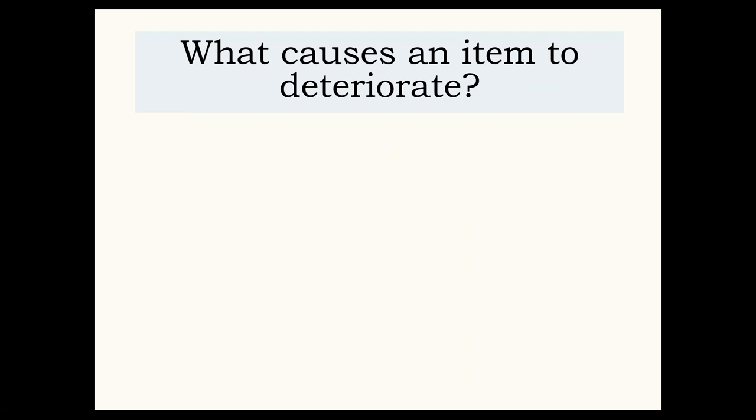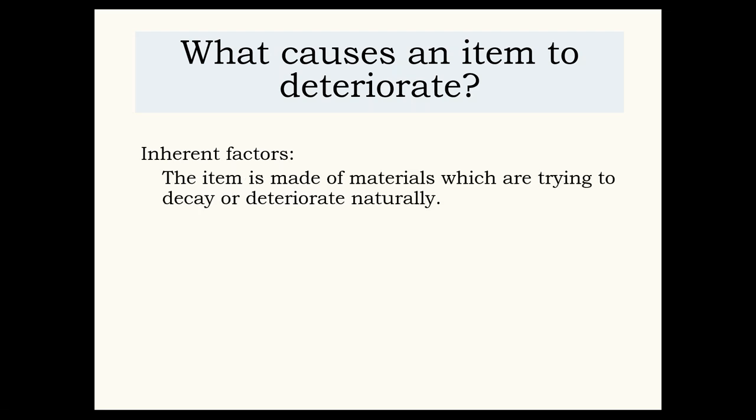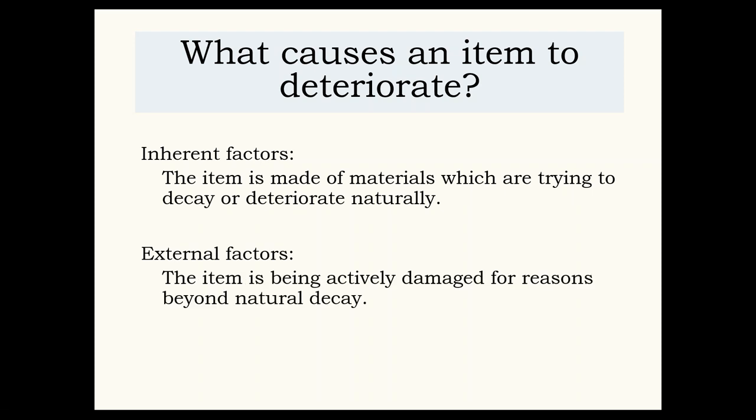So we're going to talk a little bit about the causes of item deterioration. We've got a couple of different factors. One is the internal factor, and that is if the item is made of something that is trying to decay or deteriorate naturally: leathers, organic fibers, things like that. And then the other is the external factor, where the item is being actively damaged by something outside of itself. For example, the environment, pollution, damage from handling. So you've got your internal factors and your external factors, and we're going to go over both of those as we go through the slides.